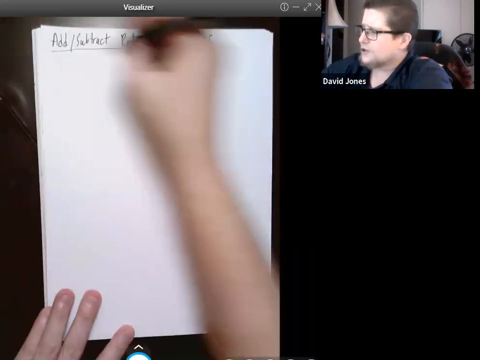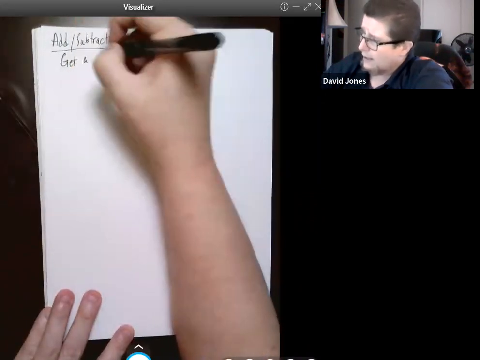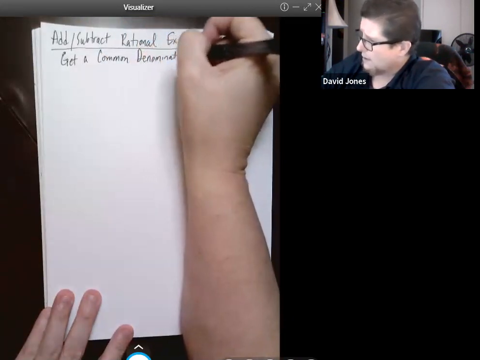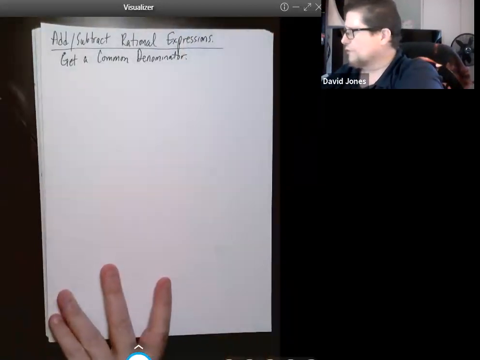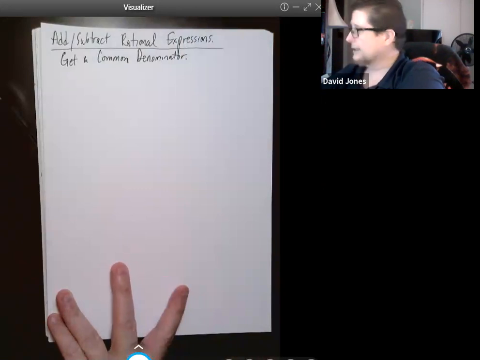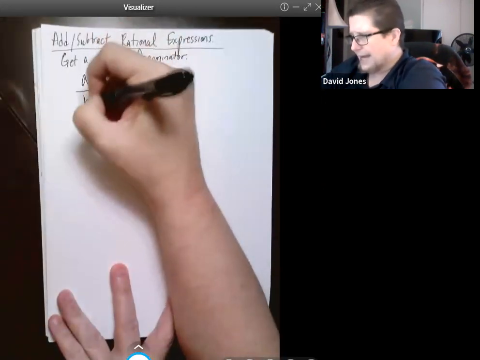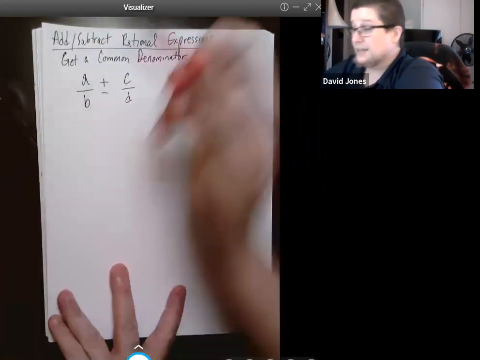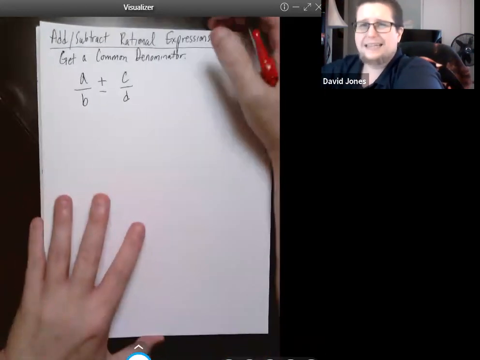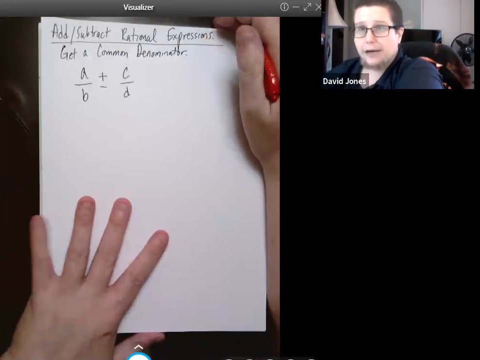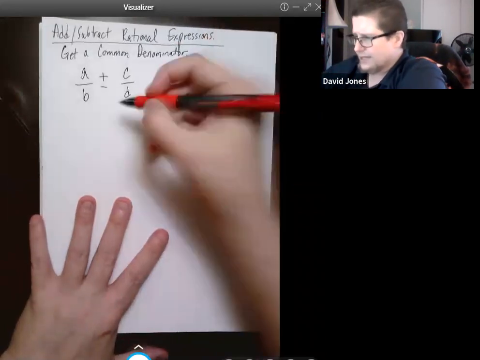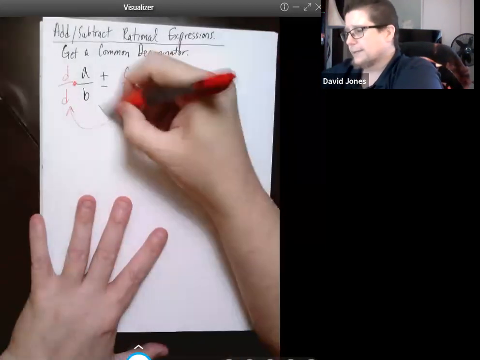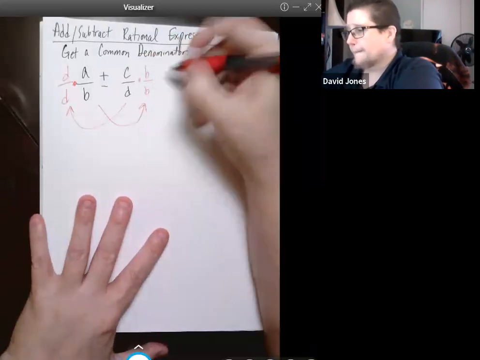And recall we had to get a common denominator. And it's true for either adding or subtracting. So if I have A over B and I'm going to add or subtract C over D, the easiest way to get a common denominator is just take the other denominator and multiply top and bottom by it. So this B, I'm going to multiply by D over D. This D, I'm going to multiply by B over B.